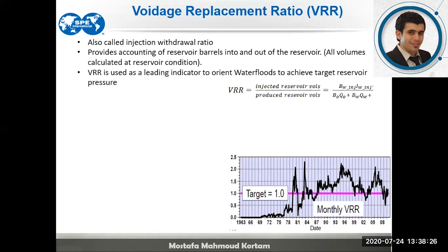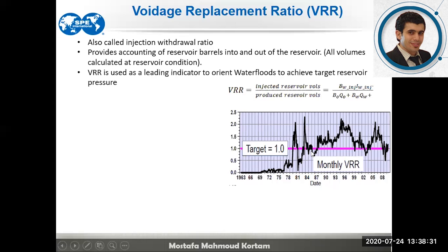So, for example, here is an instantaneous voidage replacement ratio, a historical one, from the time they started injection. This is a particular example from another field, and they were trying to equalize the voidage replacement ratio over the one. Sometimes this factor can be controlled according to a particular situation, and sometimes it may be out of your hands.